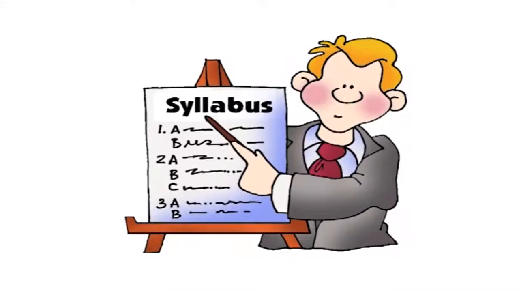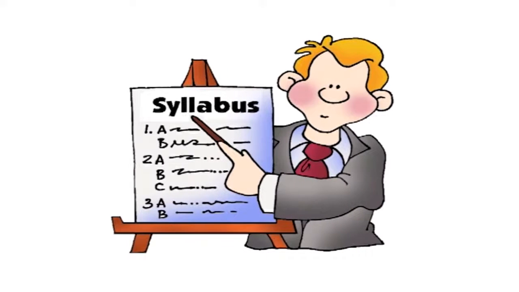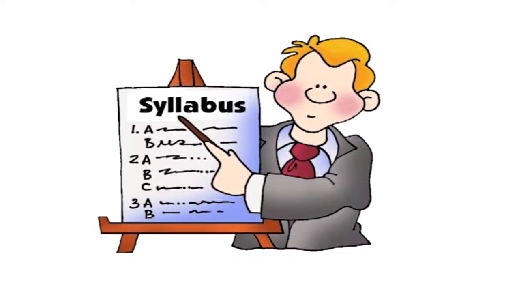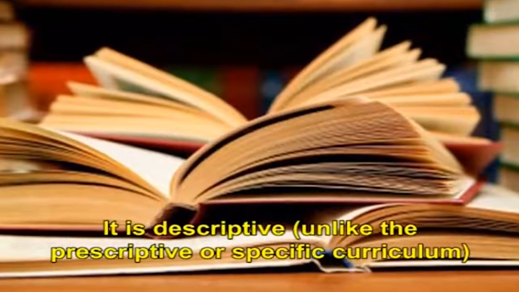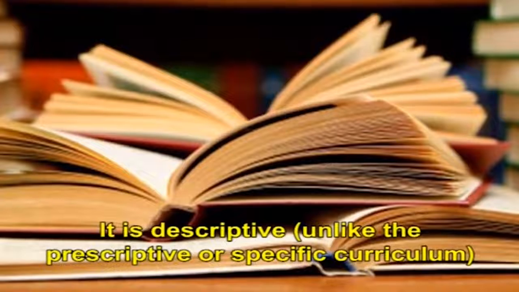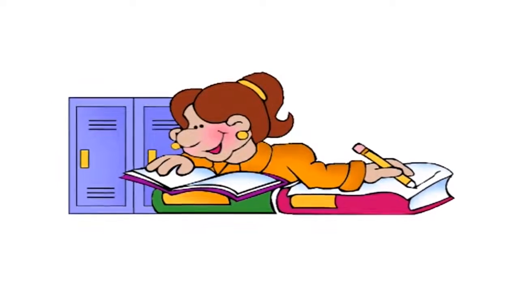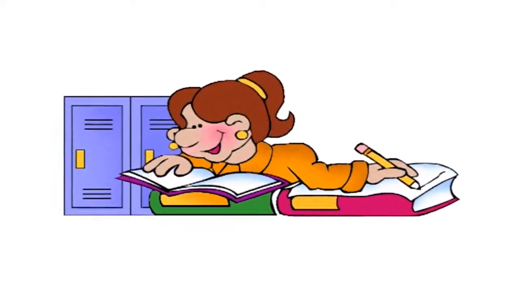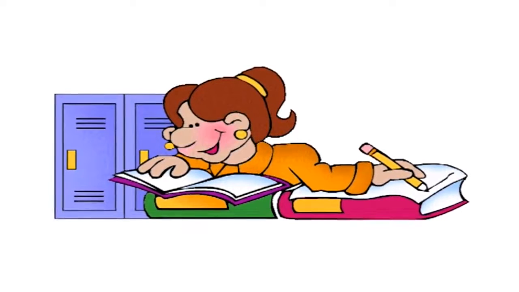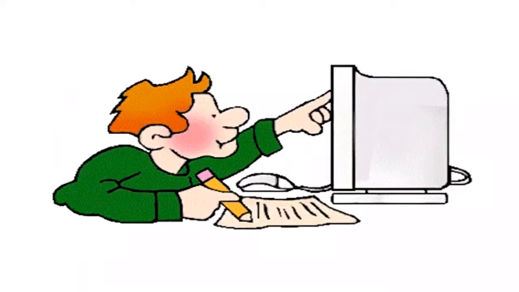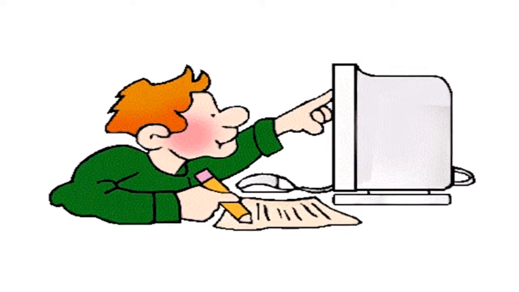A syllabus is an outline and summary of topics to be covered in an education or training course. It is descriptive, unlike the prescriptive or specific curriculum. A syllabus may be set out by an exam board or prepared by the professor who supervises or controls course quality. It may be provided in paper form or online.